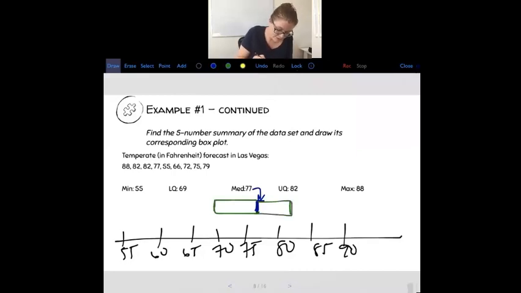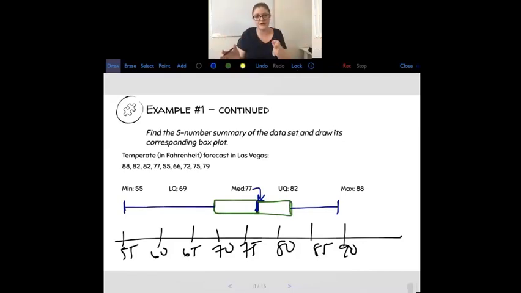Okay, and then next we draw a line for the minimum, which is at 55. Oops, I think I said I was going to start at 50. And then our max is 88, and then that makes our whiskers. So our box essentially boxes in the lower quartile to the upper quartile with a line drawn for the median, and then your whiskers are your min and your max that span out from the box.